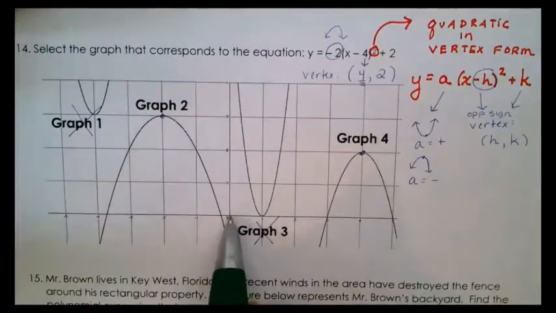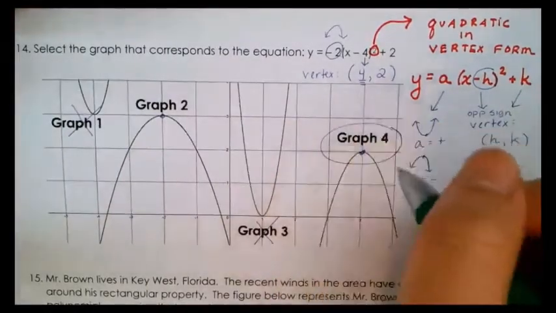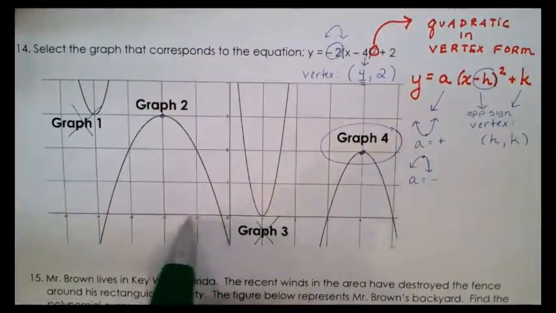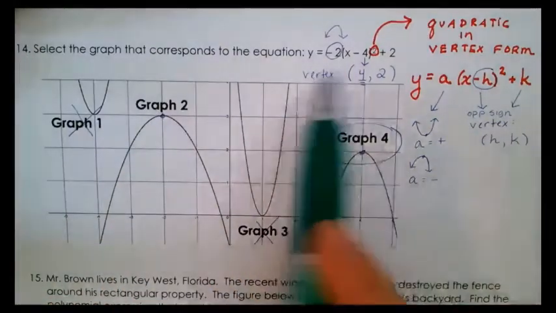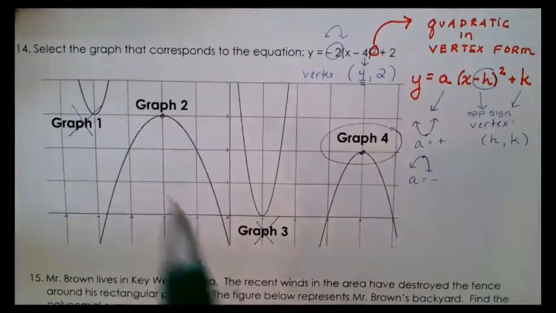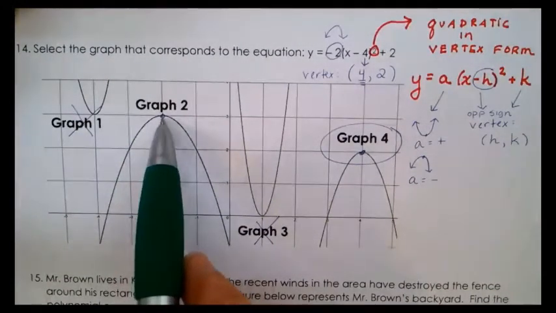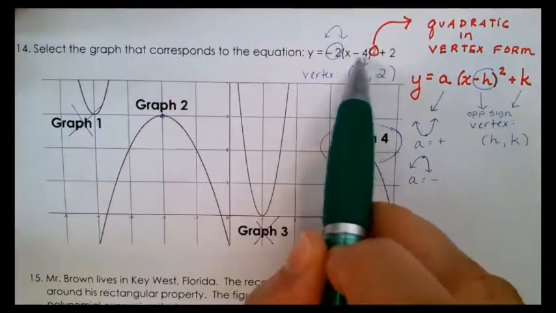So let's find it on our graph. 4 over, up to 2. This is our graph. Now the other option was (negative 2, 3). Well, 3 isn't even part of our choices, so that wasn't going to be our answer. But they could have tried to trick you and had this at (negative 4, positive 2). And you would have selected that if you didn't know that you have to change the sign in here.